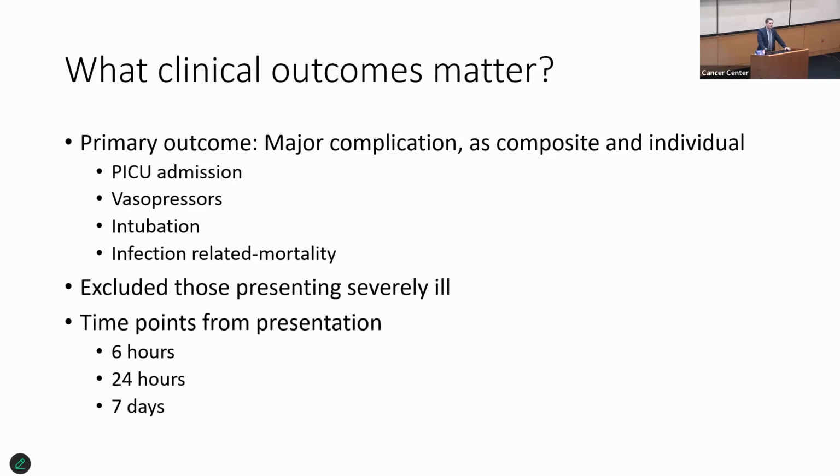And so we wanted to see, well, what clinical outcomes matter? So the things we came up with is a primary outcome, which is a major complication, which we thought, being admitted to the intensive care unit, needing vasopressors to support your blood pressure, being intubated, or having infection-related mortality as being the strongest things. And then we excluded from the main analysis those that were severely ill, and I'll talk about that group separately. And we wanted to look at multiple time points from presentation. So we looked at things that happened within 6 hours, within 24 hours, and within 7 days of presentation.